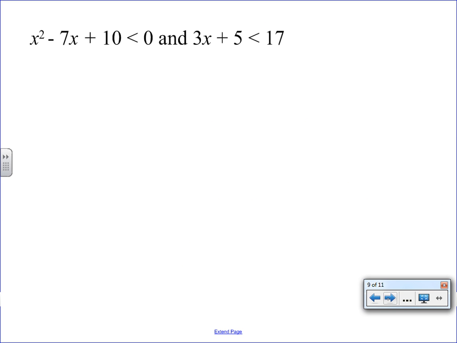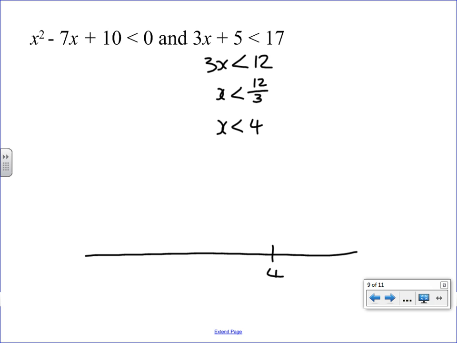Okay, last two. Oh no, it's one of these. It is the last two, but it's one of these. Okay, so 3x less than 12, x less than 4. So on a number line, here is 4. I need to be to the left of 4, not including 4. Okay, that's that one done.